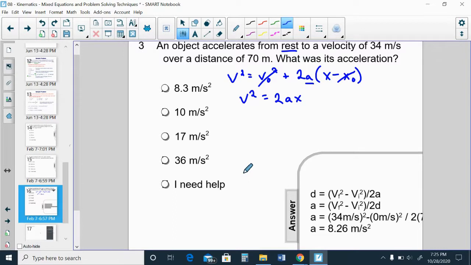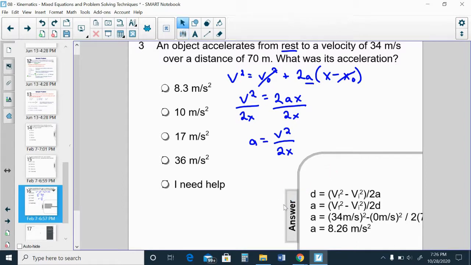So to solve for acceleration, we're just going to divide by 2x on both sides, which gives you acceleration equals final velocity squared divided by 2x. Sometimes you might see equations written where it says d instead of x, but we're using x. I just wanted to rewrite that so that you could see that based on what we've been using in class. So that would be the equation you use to solve this problem.